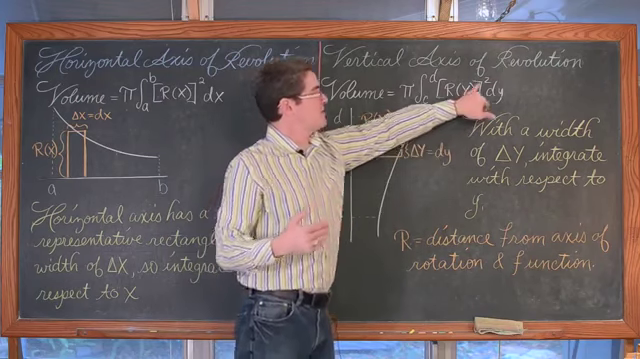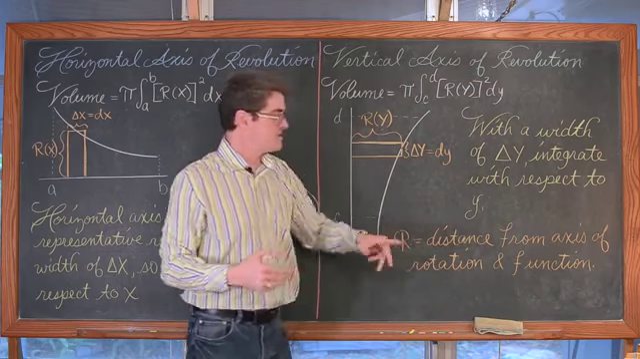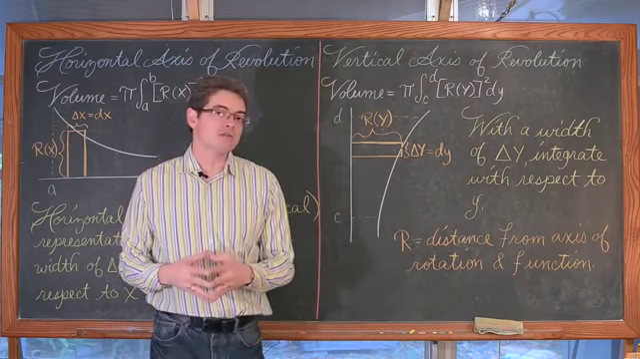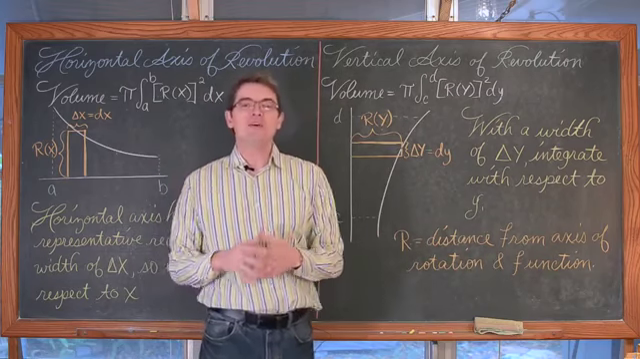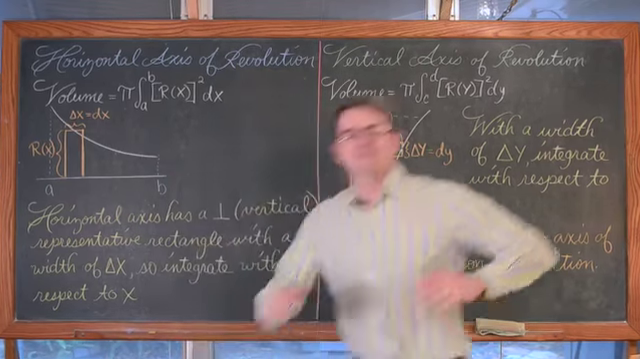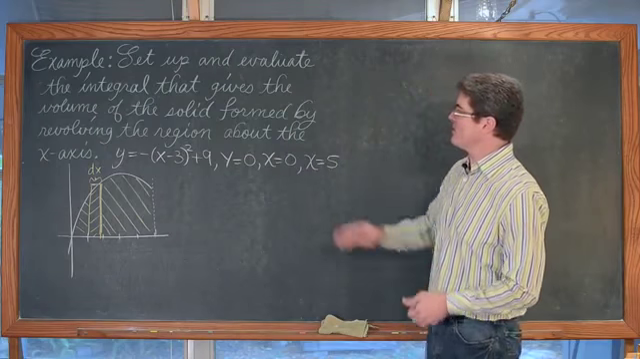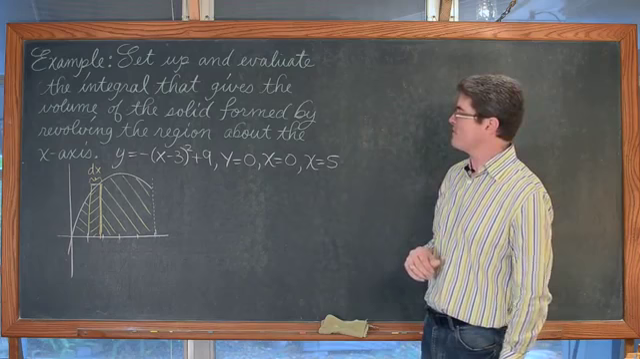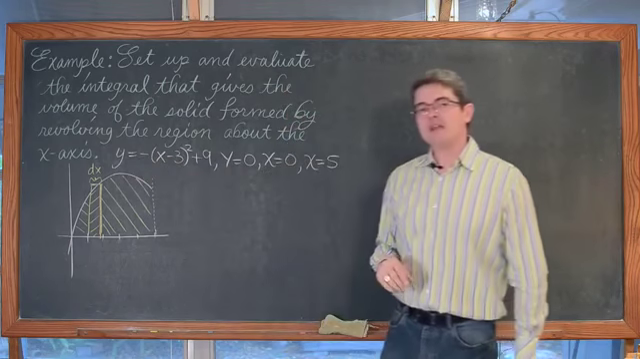So you will need to remember that r is not just the function describing the outside of your solid squared, it is the distance from the axis of rotation and the function. So we'll get more into that as we get to our third example. But right now, we got to get to our first one. For our first example, we are going to set up and evaluate the integral that gives the volume of a solid formed by revolving this region here about the x-axis.